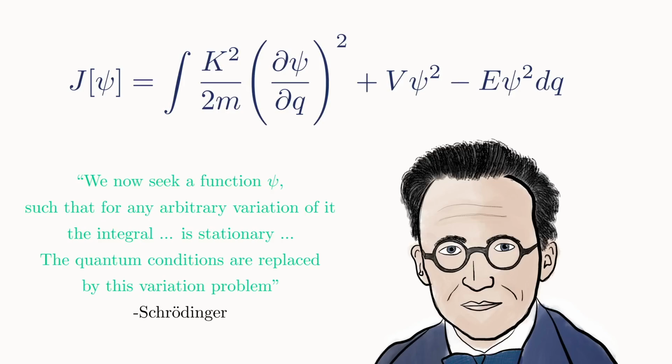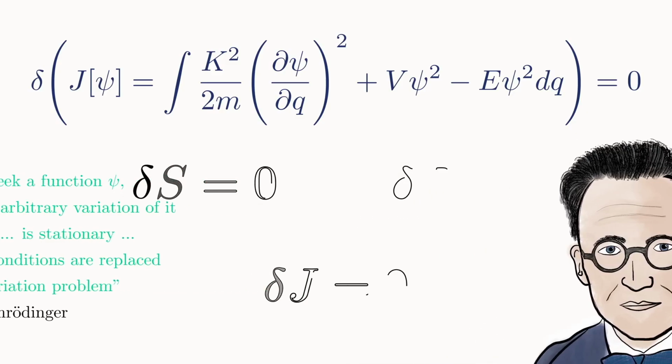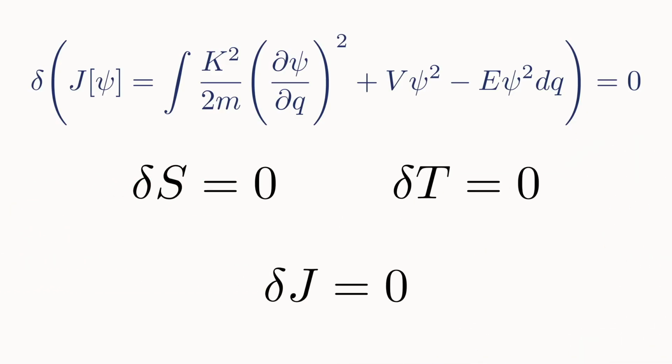In other words, setting the variation of J equal to 0 is the deeper principle that replaces the previous quantum conditions. And when he does this, he is essentially defining a new action with this quantity J. If you want to understand more deeply why, just pause the video here. So just as Fermat's principle of least time and Maupertuis's principle of least action required the variation to be 0, Schrödinger requires the variation of J to be 0.